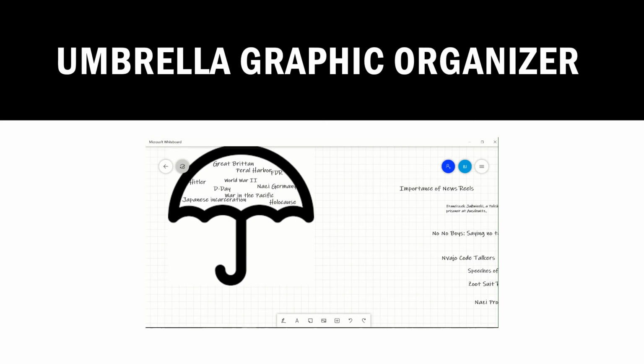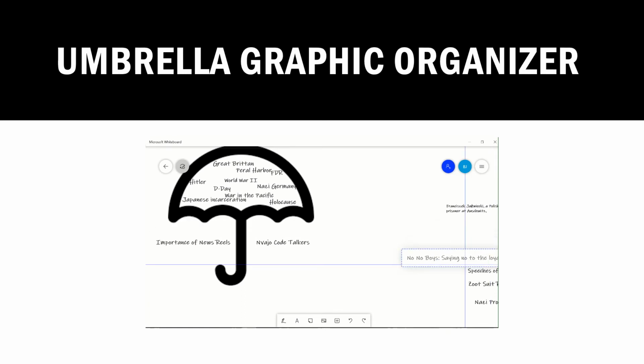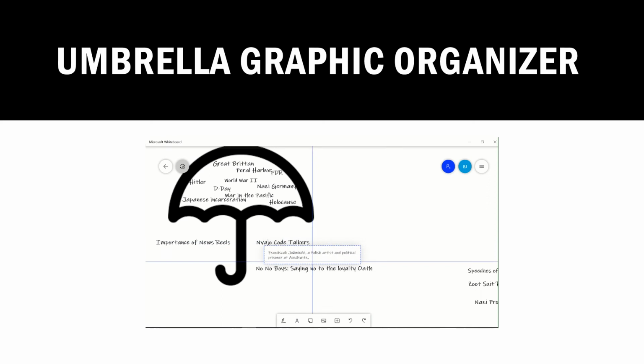And I put all these together quickly for us. So we've got World War II. I have the Navajo Code Talkers. That is related directly to World War II. That's a smaller idea, and I'm not going to go through exactly what that is, I won't have time. The importance of newsreels, that's under my World War II. Now, under Japanese incarceration, I have this idea of the No-No Boys, saying no to the loyalty oath. This is an artist. This relates to the Holocaust. His name is Jazawecki, I think. He's a portrait artist.